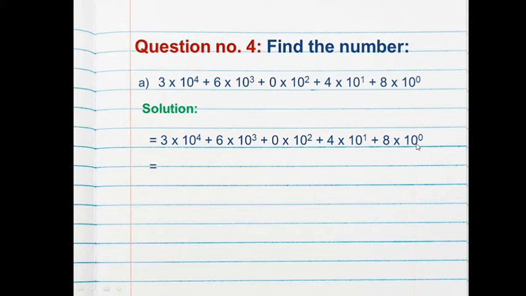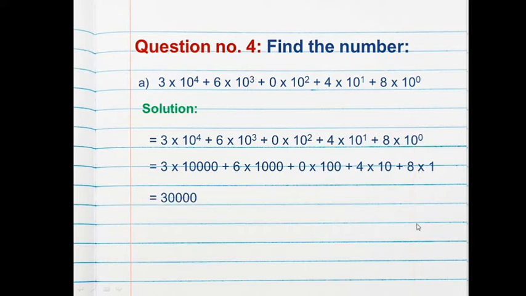Okay, so we will write it as 3 into 10,000 plus 6 into 1000 plus 0 into 100 plus 4 into 10 plus 8 into 1. Now we will multiply this 10,000 with 3, this 1000 with 6, 0 with 100, 4 with 10 and 8 with 1. So we will get here 30,000 plus 6,000 plus 0 plus 40 plus 8. Now we will add them. By adding we will get a number that is 36,048. So this is how we have to take out a number when an expanded exponential form is given.